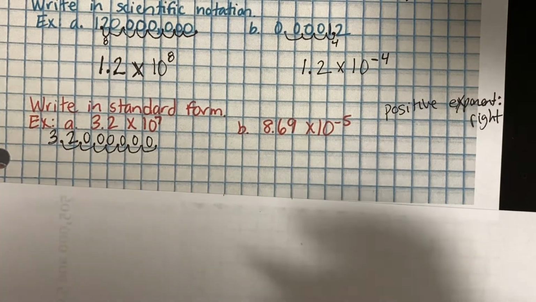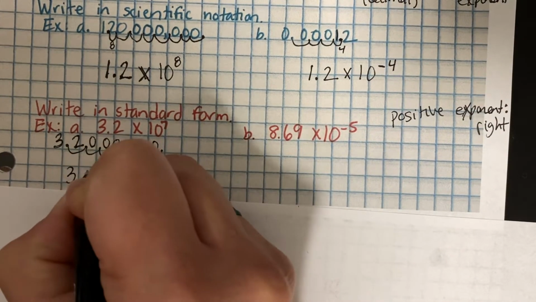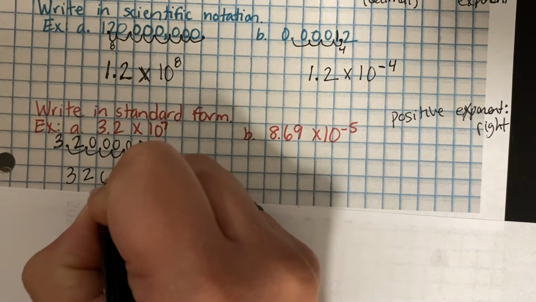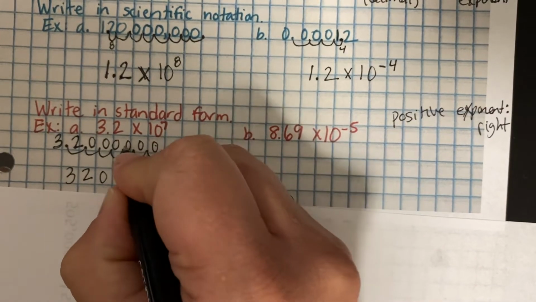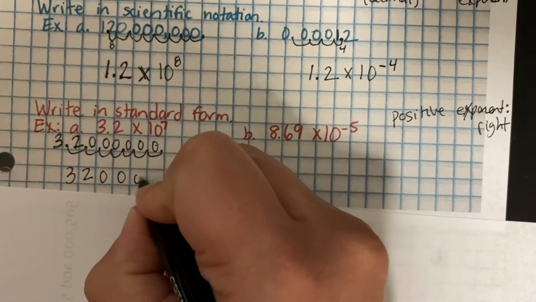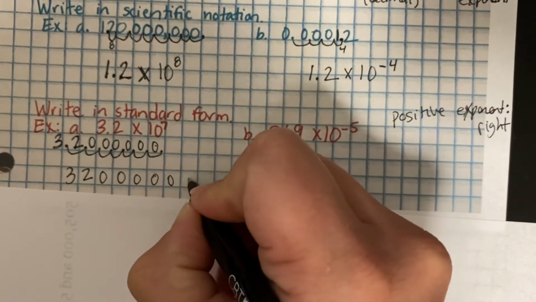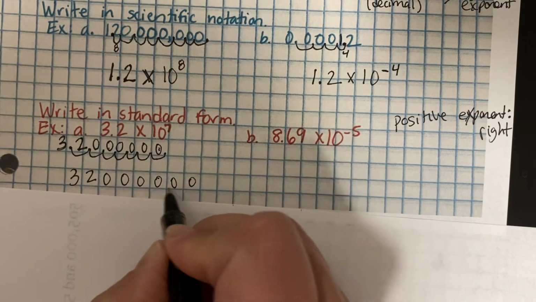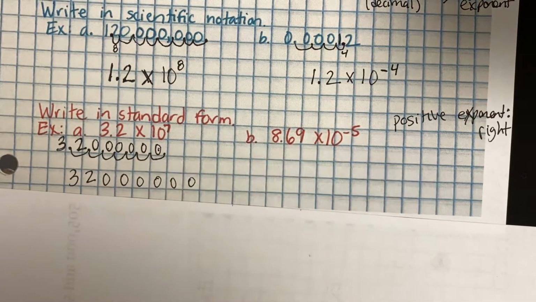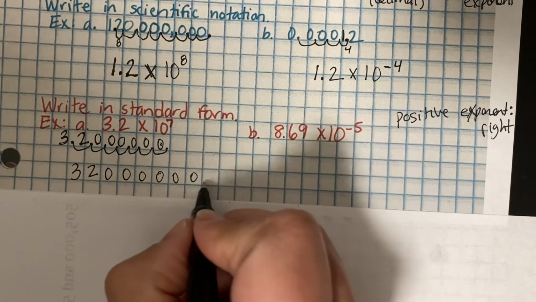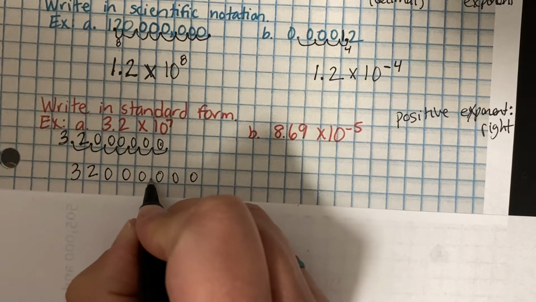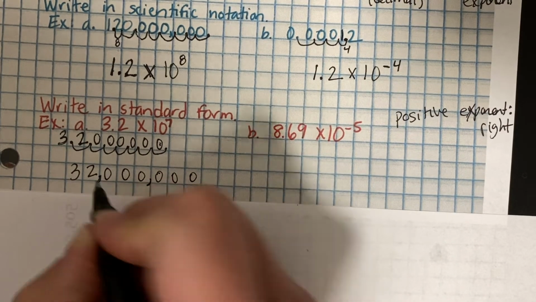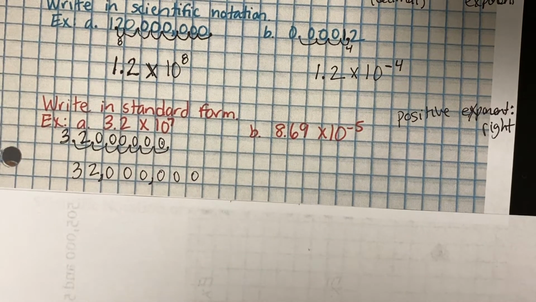So now my new number is 3, 2, 0, 0, and so on. Let's count: 1, 2, 3, 4, 5, 6. Okay, sweet. Then you can put your commas in. So after every 3, we have a comma. So our new number is 32 million.